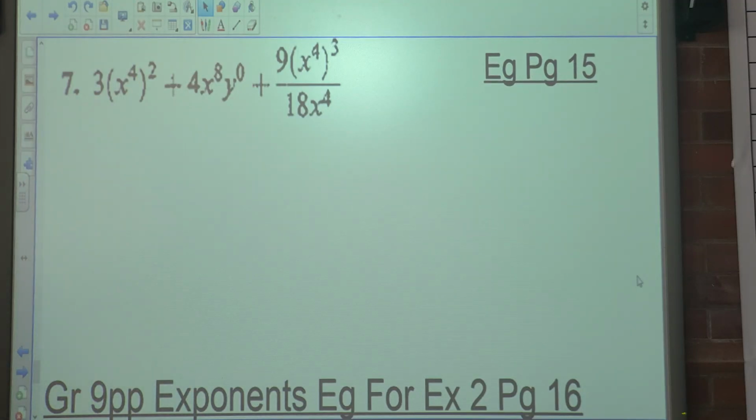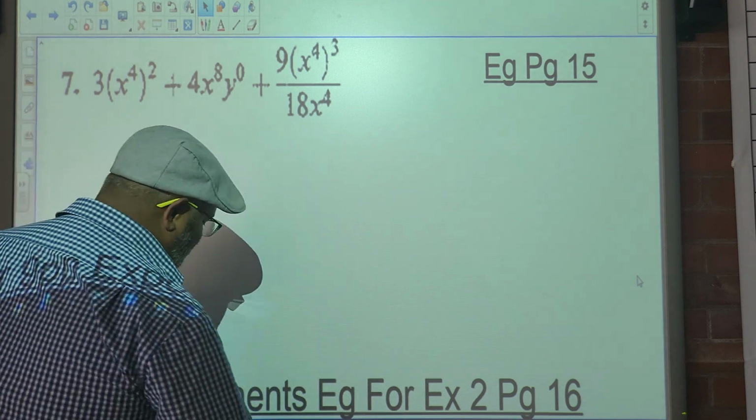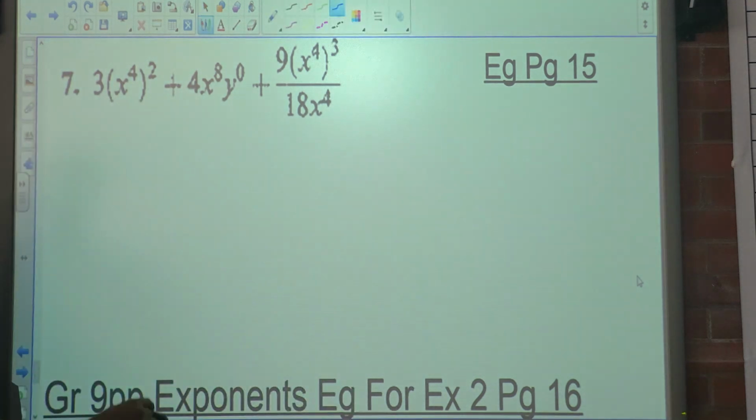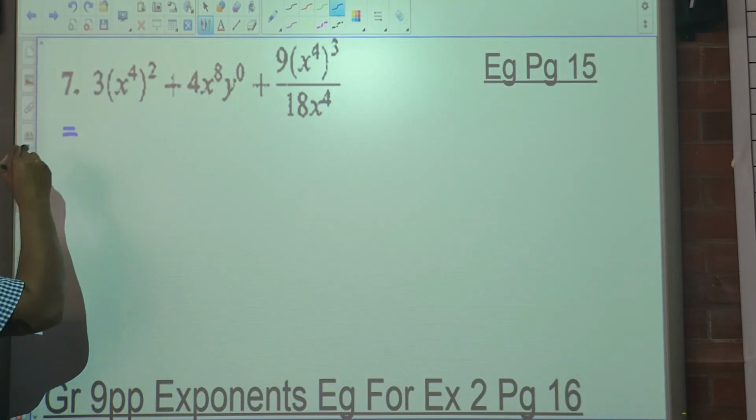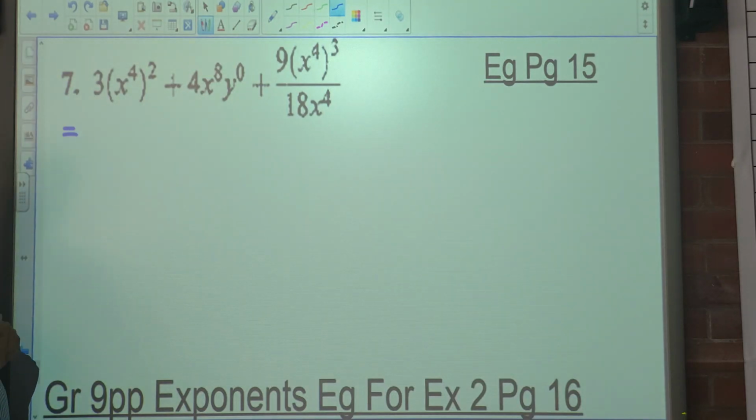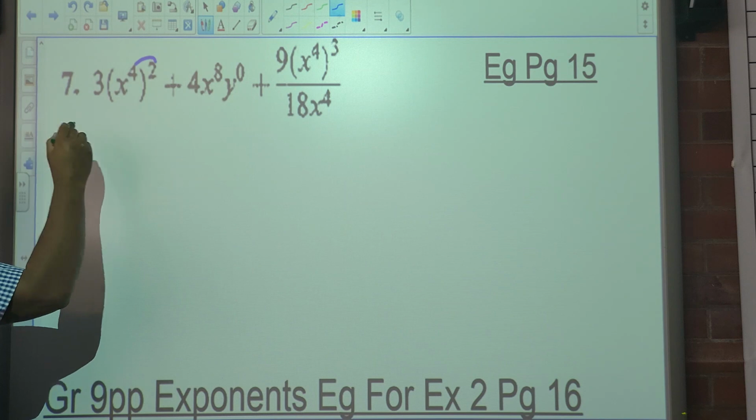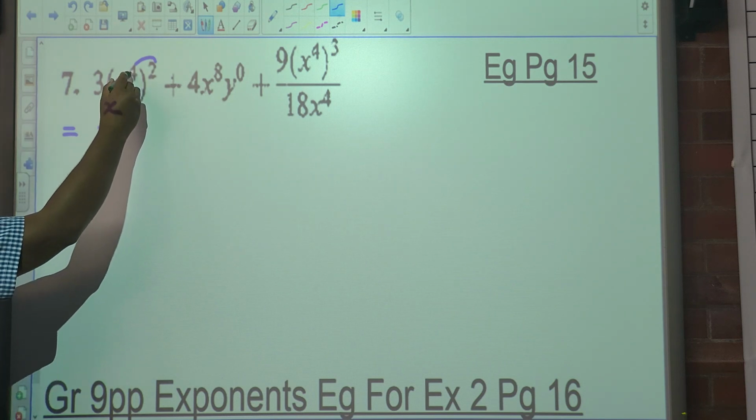The sum reads: 3 into x to the power 4, all squared, plus 4x to the exponent 8 y to the 0, plus 9x to the 4 raised to the exponent 3, all over 18x to the 4. So let's look at the first term. What are we going to do here? We multiply the exponents, so it's going to be 3x.